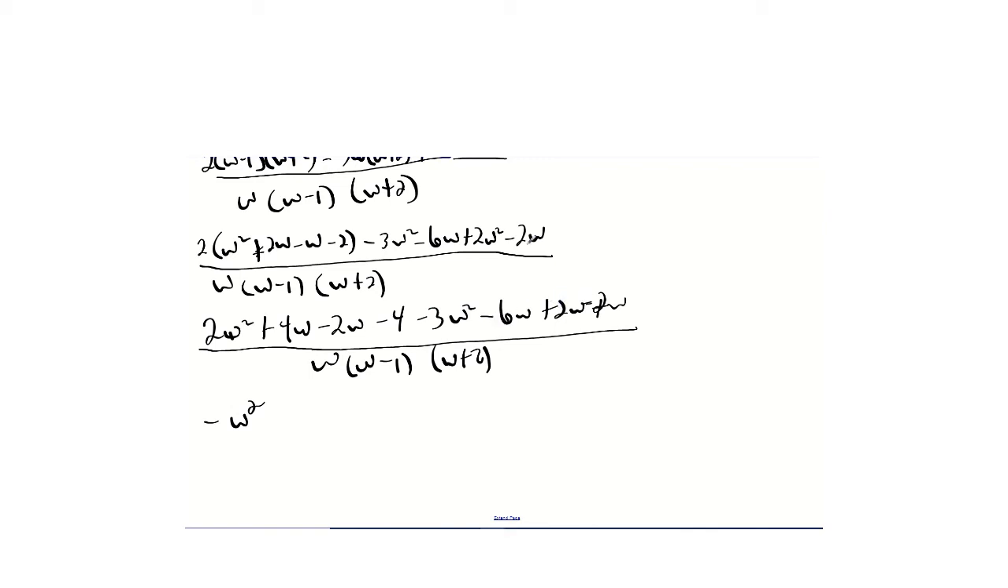I forgot to square. Let me try that again here. 4w, take away 2w, that's 2w. Take away 6w, that's a negative 4w, and then take away 2 more w, that's going to be minus 6w. Numbers now. I've got a negative 4, and that's it. So take away 4 all over w minus 1, w plus 2.